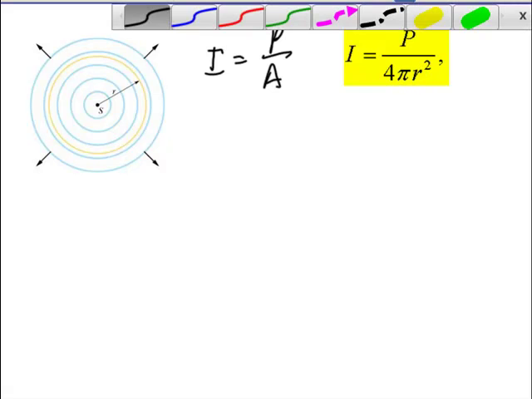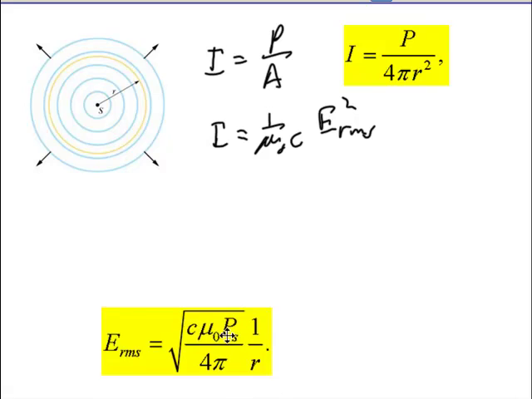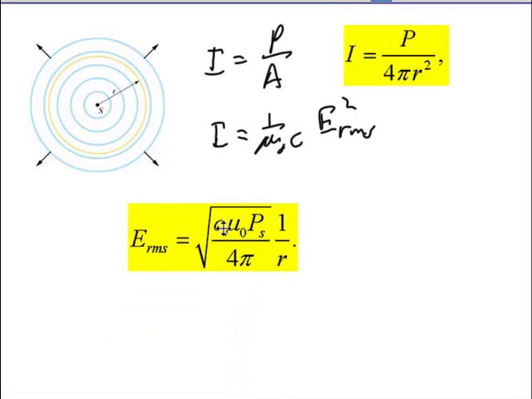Now, if we put that back into our equation that says the intensity is 1 over mu naught c times the RMS value of the electric field squared, then we can solve that for the RMS value of the electric field, and we find it's c times mu naught times the intensity, which is the power of the source divided by 4 pi r squared. And then we take a square root to change it from the RMS squared value to just the RMS value. The square root of 1 over r squared is just 1 over r.